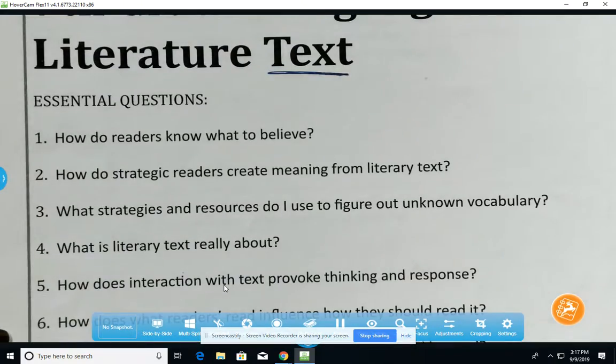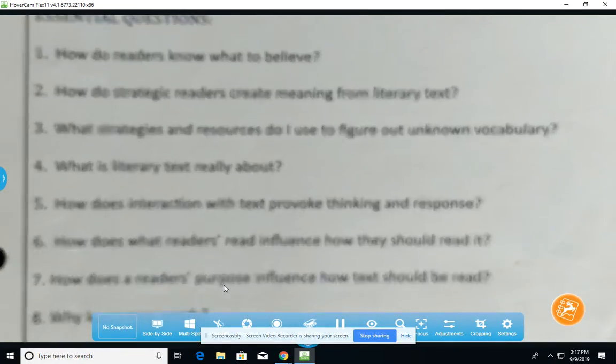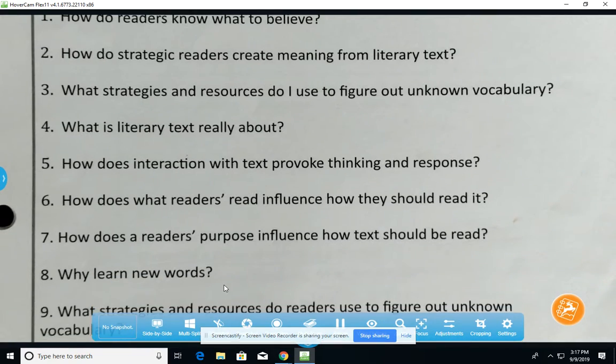So today we are looking at literature learning targets. We're focusing in on essential question number 4: What is literary text really about? 5. How does interaction with text provoke thinking and response? And 6. How does what readers read influence how they should read it?